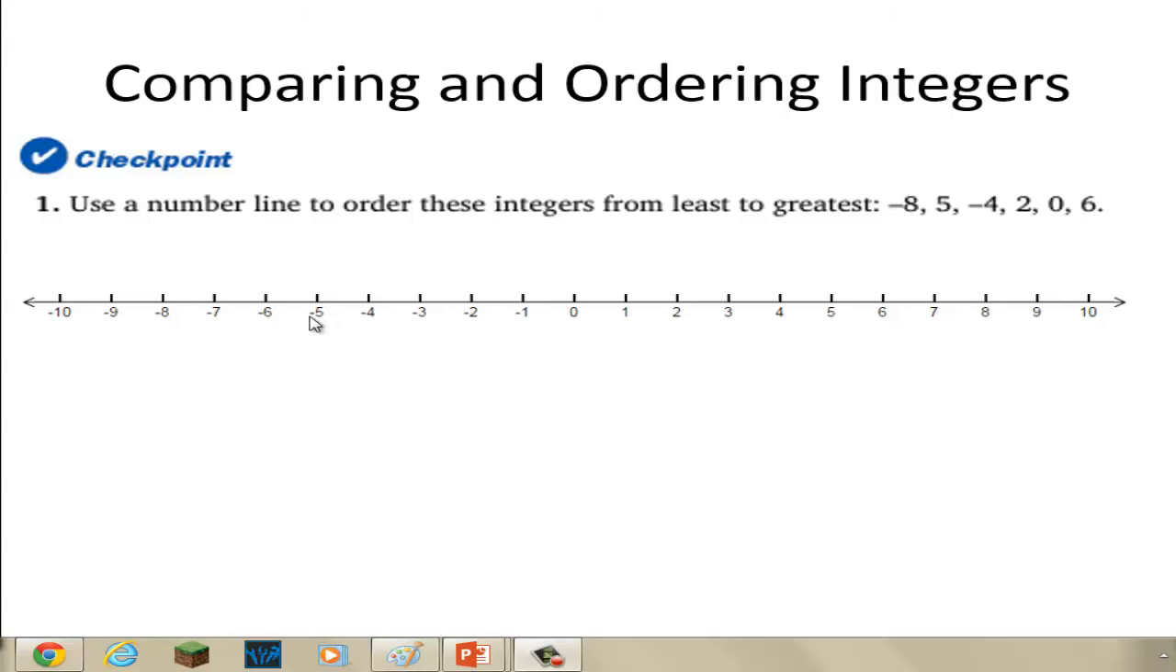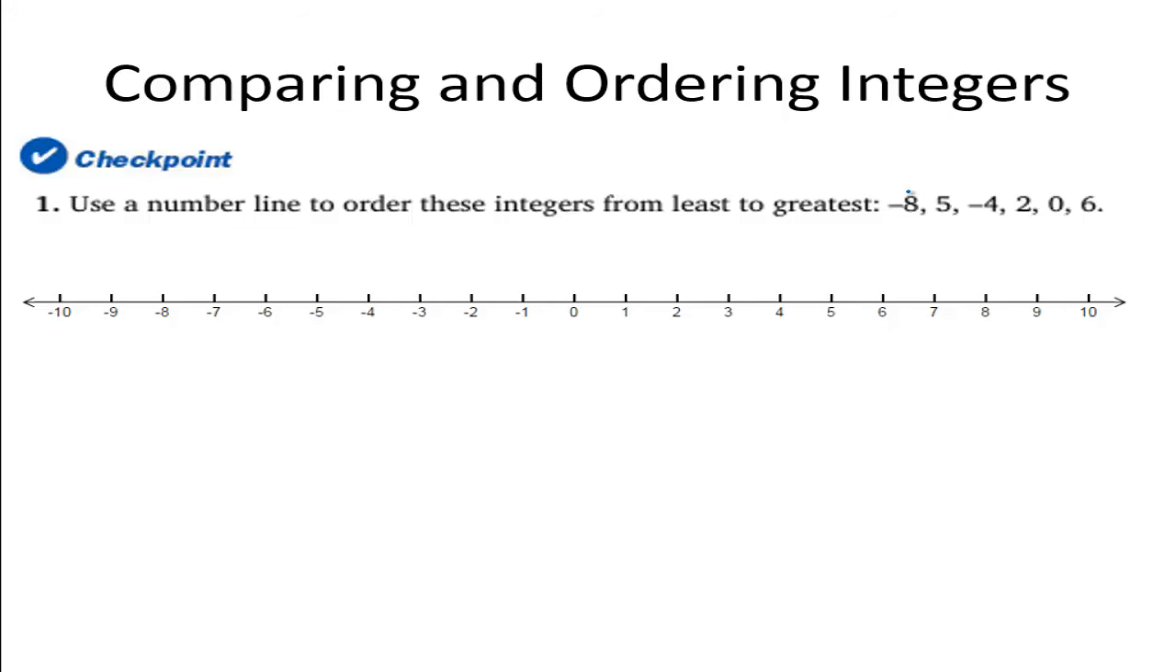This is section 1.4 in your book, and we're talking about comparing and ordering integers. And here's an example. Use a number line to order these integers from least to greatest. Here's a number line, and they've given you some numbers here, negative, positives, and 0, for you to plot on the number line. So this is what you would do.